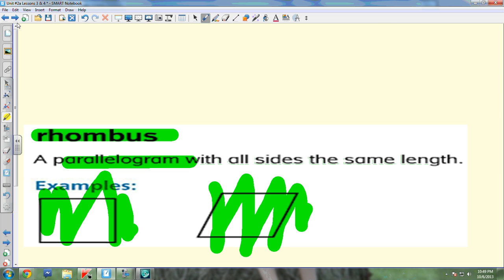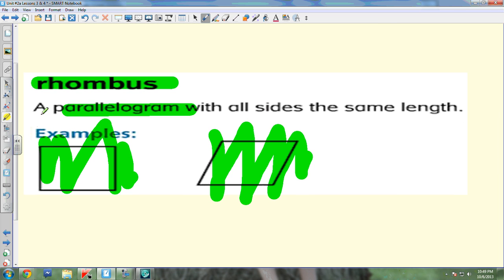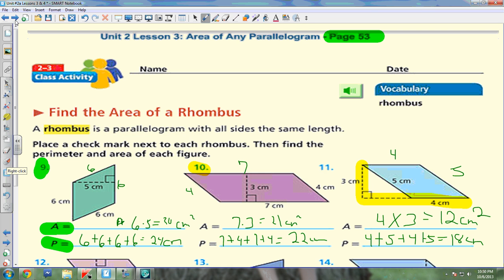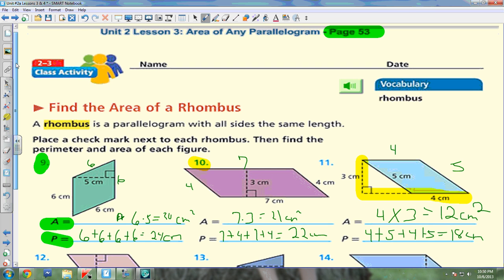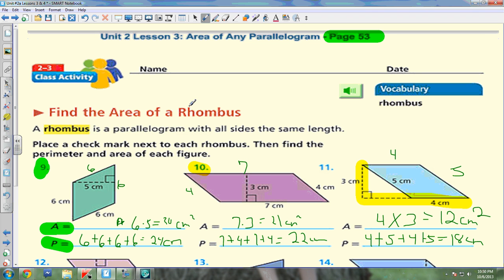Alright, let's move along. Another definition, rhombus. It's a parallelogram with all sides the same length. So it gets stretched out here, but this length is really the same and the same and the same. Doesn't really look like that in my picture. Alright, page 53, find the area of rhombuses. A rhombus is a parallelogram with all sides the same length. Place a check mark next to each rhombus, then find the perimeter and the area of each figure.